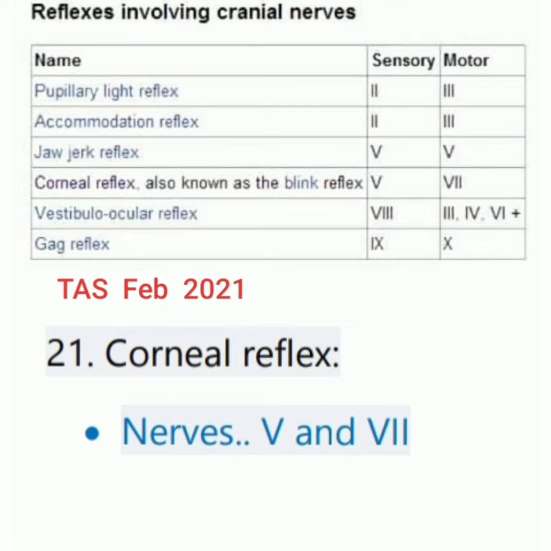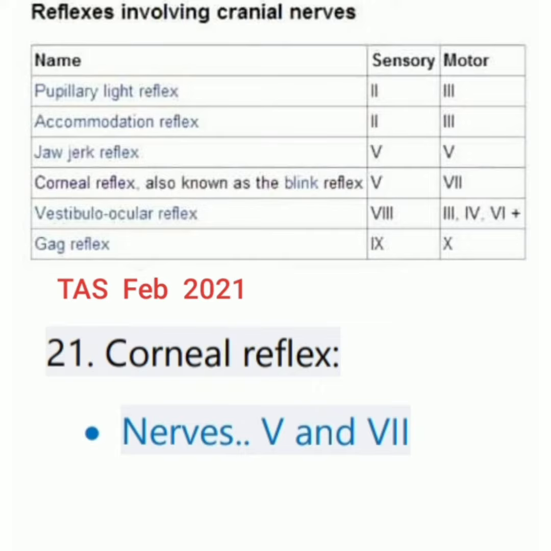Now about vestibulocochlear reflex. For checking vestibulocochlear reflex, we check cranial nerves number 8, 3, 4 and 6. Number 8 is vestibulocochlear nerve, then number 3 is oculomotor nerve, number 4 is trochlear nerve and number 6 is abducens nerve.